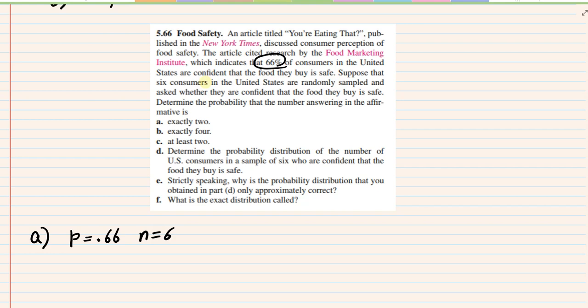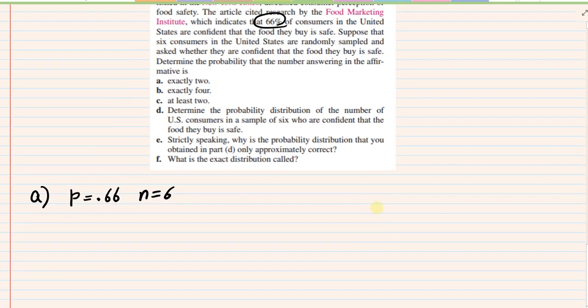Suppose the 6 consumers in the U.S. are randomly sampled and asked whether they are confident that the food they buy is safe. Determine the probability that the number answering in the affirmative, that means yes, is, part A, exactly 2. We're just going to use X on this one since it doesn't say Y. Probability of X is 2. Some actually write it this way too, just probability of 2. That's fine. So probability of exactly 2.